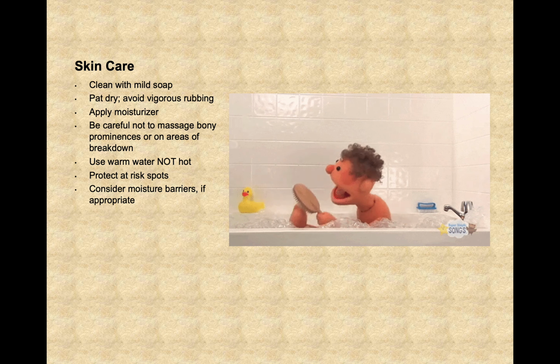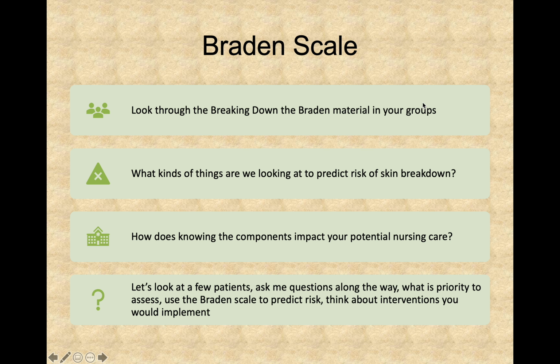We talked a little bit about protecting at-risk spots, whether that be through offloading and turning, or pressure relieving devices like those Waffle products, or some of those dressings that you saw pictures of. We also want to consider moisture barriers if that's an appropriate thing for our patient. And this is really to address that concern of incontinence or diaphoresis, which is excessive sweating, or something like that. So some good recommendations just for some general skincare on our patient.